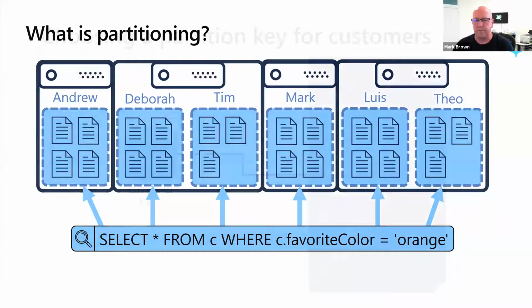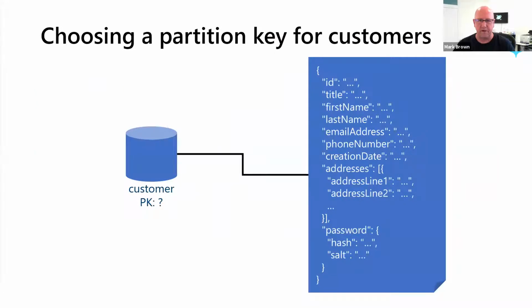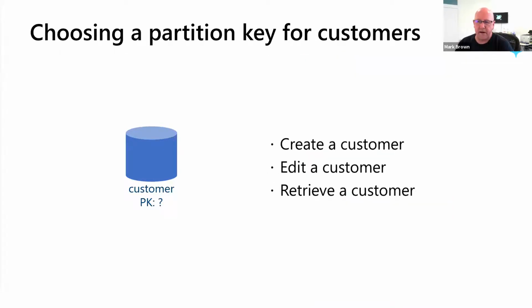Okay, so with all that knowledge you now have about partitioning, we need to choose the right partition key for our customer's container. So what are we going to do? We're going to go right back to our access patterns and figure out what we need to do. We need to create a customer, edit a customer, and retrieve a customer. And in this case, it makes sense to look up that customer by their ID. So we're going to make ID the partition key for our container.